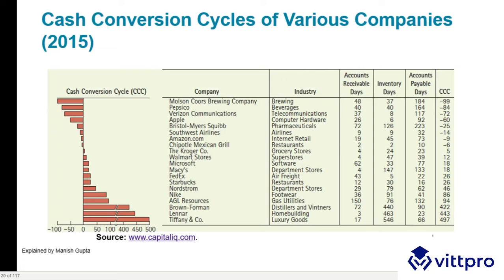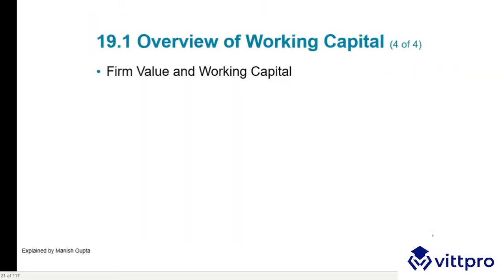Can you make it faster? Can you adjust your inventories? Can you pay your suppliers late? Those are the three questions that you have to ask in order to optimize your cash conversion cycle. So let's understand the last topic on this overview first.